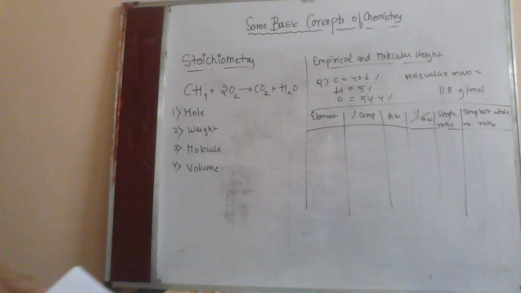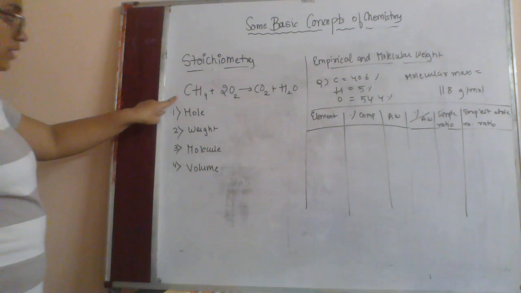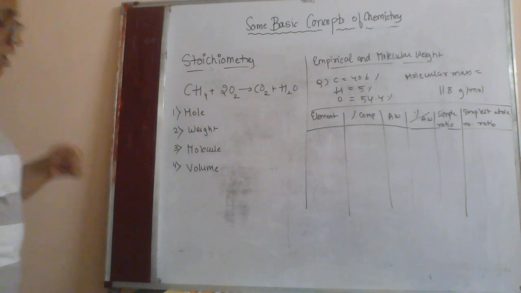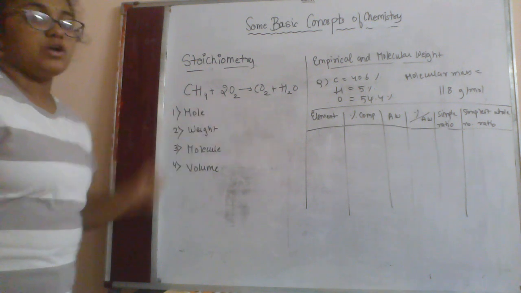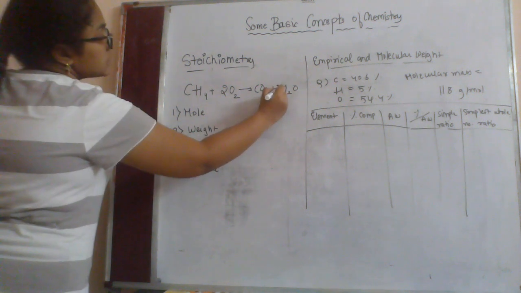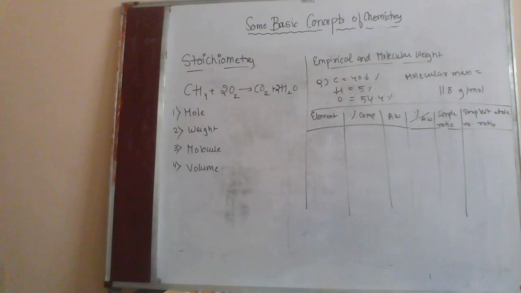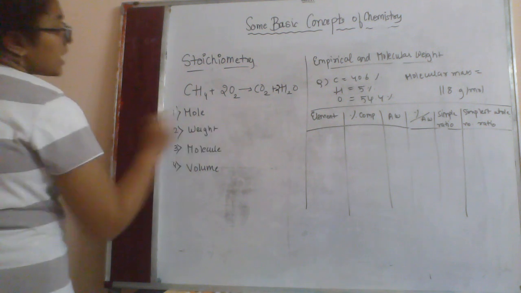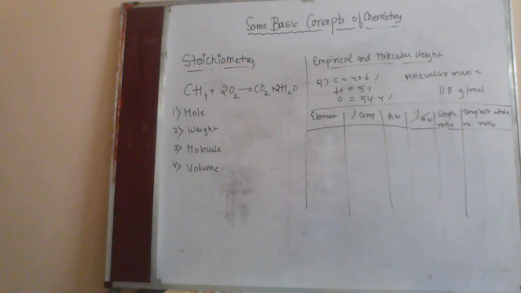So this reaction can be expressed in 4 forms. First, in the form of moles: 1 mole of methane reacts with 2 moles of oxygen to give 1 mole of CO2 and 2 moles of H2O. There should be 2 as per balancing. So 1 mole of methane reacts with 2 moles of oxygen to give 1 mole of carbon dioxide and 2 moles of water, or H2O.